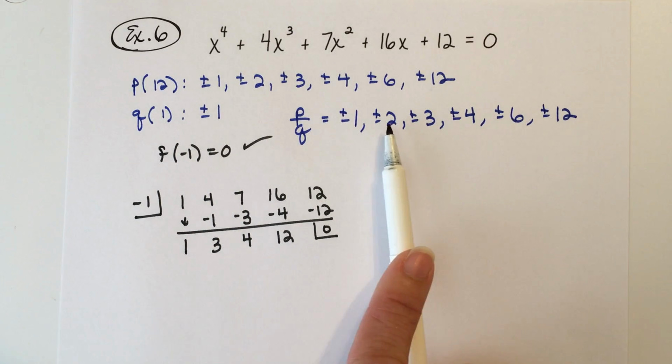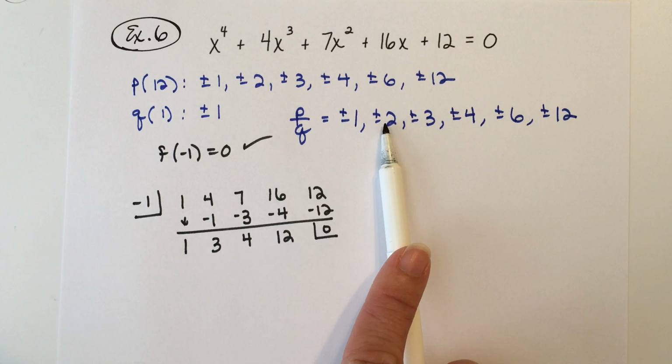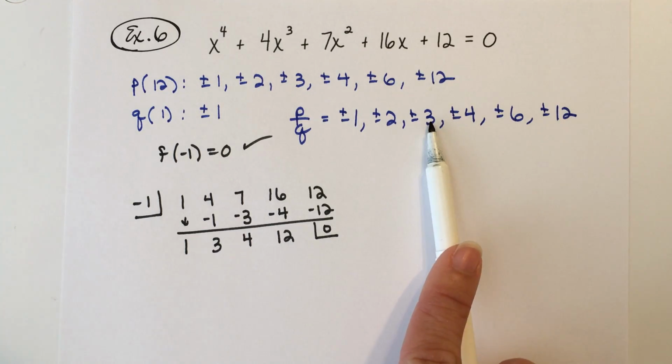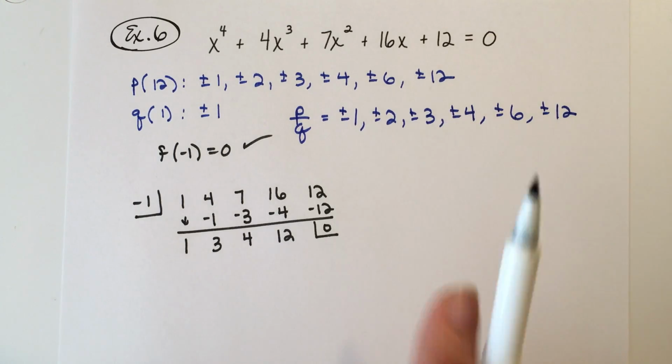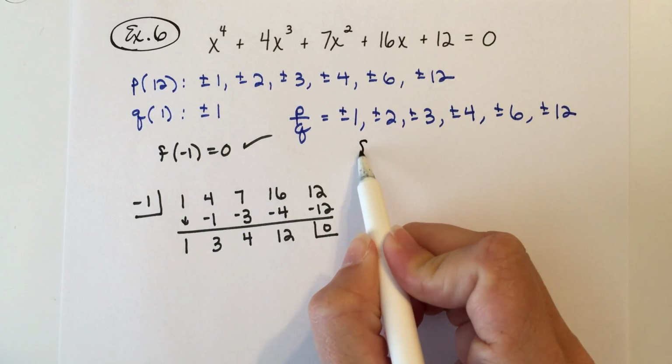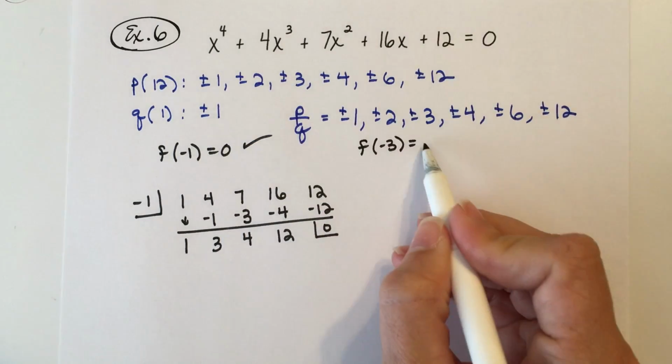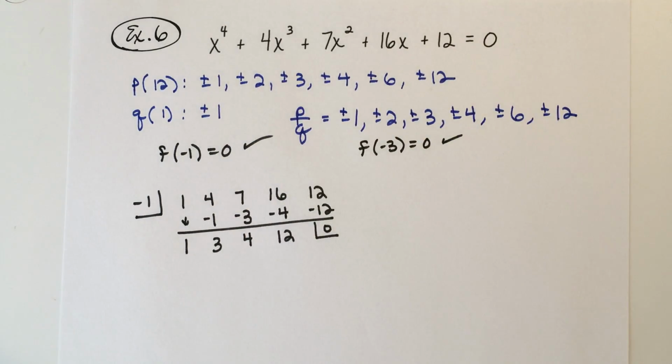But again, I've already tested all of these to save some time. Positive 2 is not going to work. Then you would try negative 2. Negative 2 is not going to work. Positive 3 is not going to work. Now, negative 3 is going to work. If you were to substitute negative 3 into your polynomial, then you will get the polynomial to equal 0. So we're going to do synthetic division now with the negative 3.